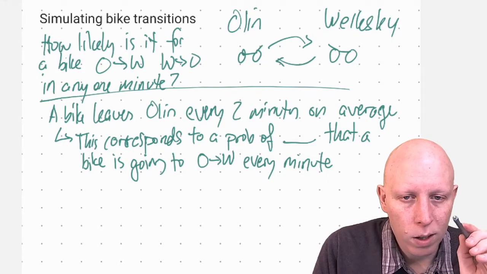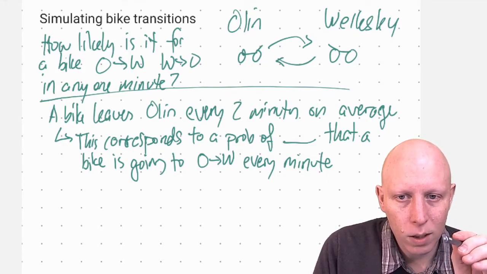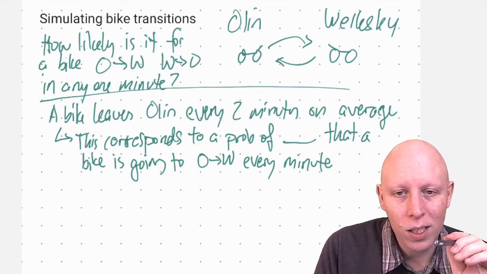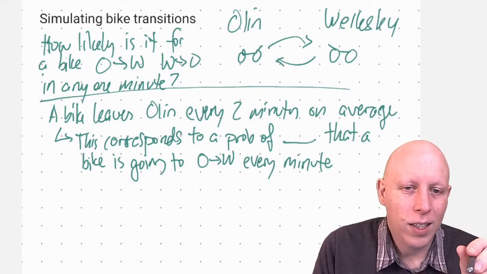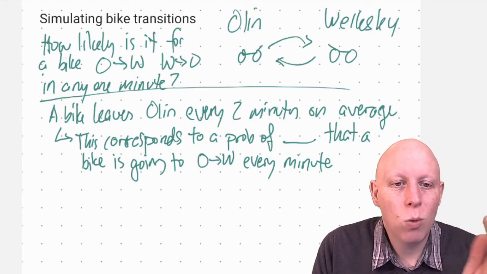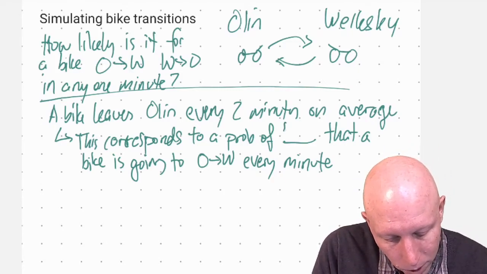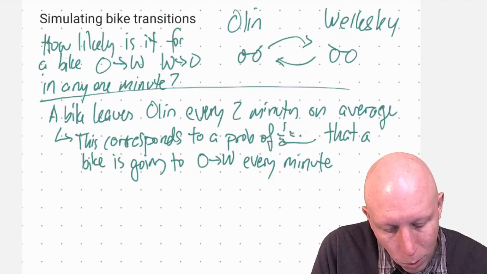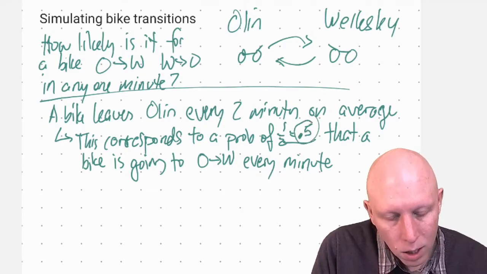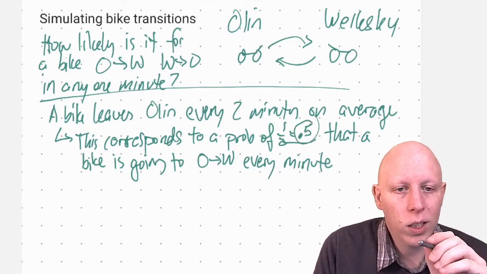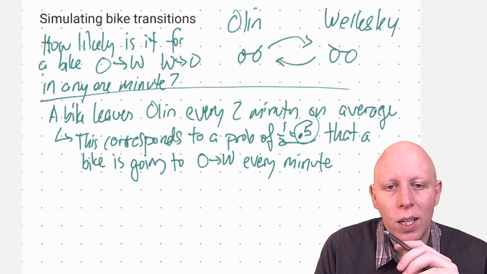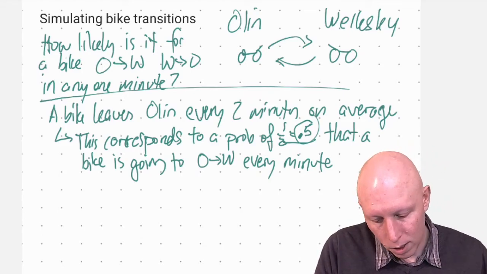If approximately every 2 minutes the bike leaves Olin, then that's saying that every minute you have a 1 in 2 chance that the bike is going to leave Olin. So a probability of 1/2 or 0.5. So we're going to use this as the probability that a bike leaves Olin for Wellesley.